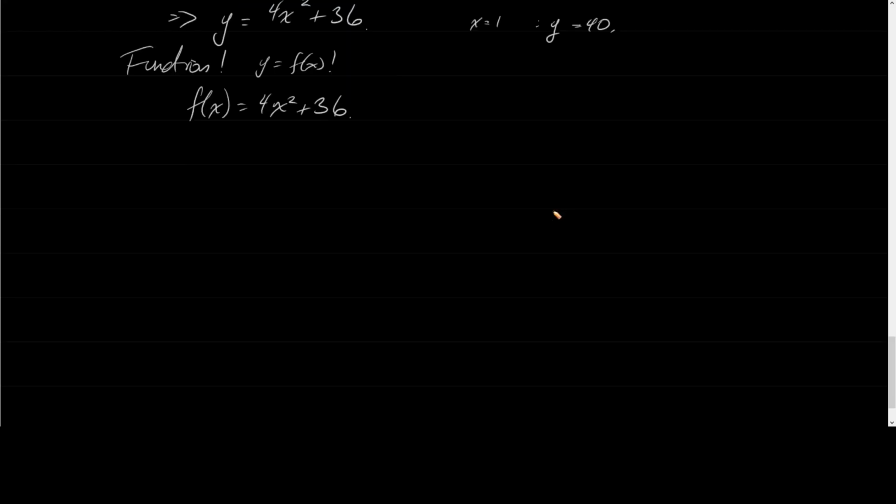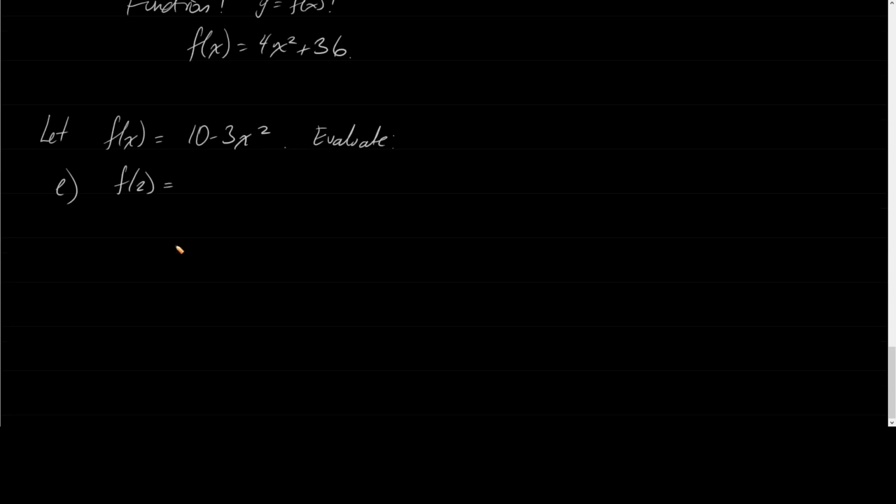So these are the instructions. Let f of x be equal to 10 minus 3x squared. Evaluate the following. Let's say that I asked for f of 2. What is this actually saying? This is saying, plug in 2 into the function f for the x values and see what you get. So I have 10 minus 3 times 2 squared. 2 squared is 4, times 3 is 12. 10 minus 12 is negative 2.